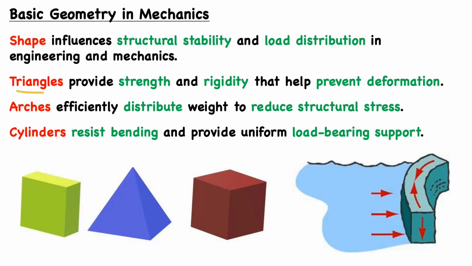The first are triangles. Triangles are often employed to provide strength and rigidity that helps prevent deformation. Then we have arches, which efficiently distribute weight in order to reduce structural stress. And then lastly, we have cylinders, where cylinders are used to resist bending and provide uniform load-bearing support.